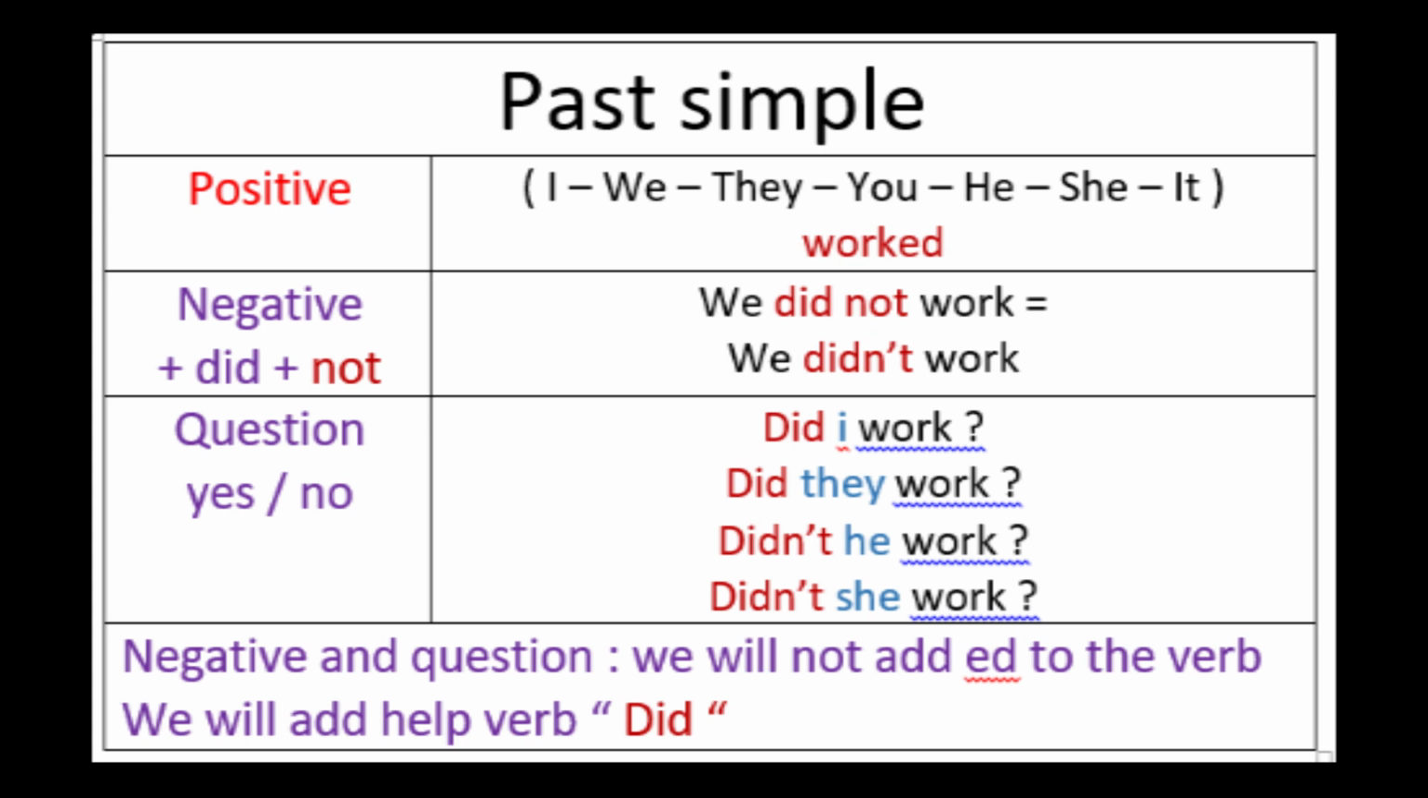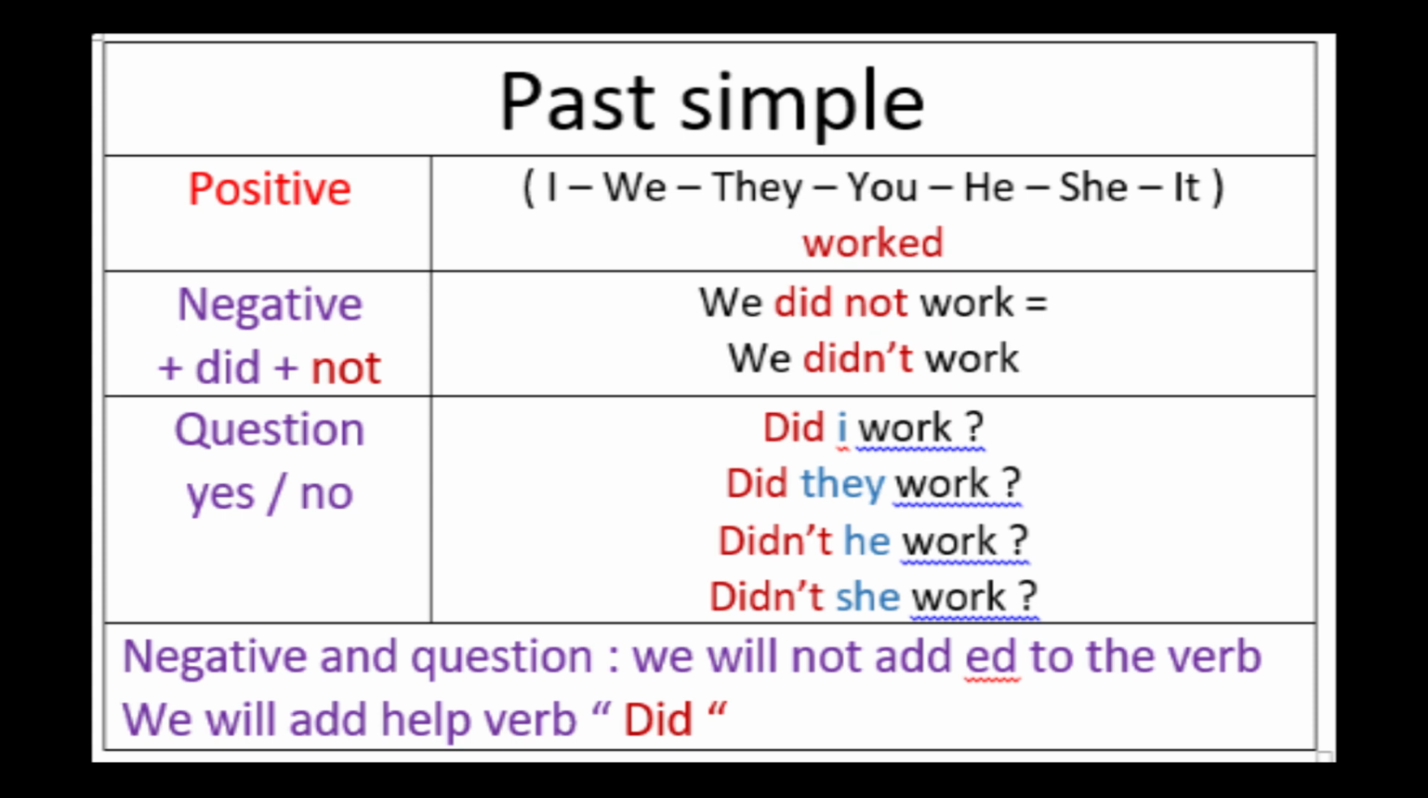Next, what happens when we ask a question? We have to use the helping verb, then the subject, then the verb. Let's say it's work. So we can say, did I work? Did she work? Did they work? Did he work? So the helping verb will be first. Then you will get the subject, I, they, she, he, we. Then last, you will say the verb in the base form.